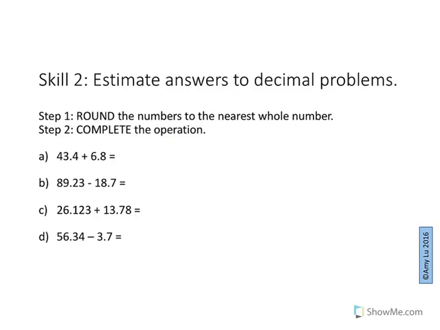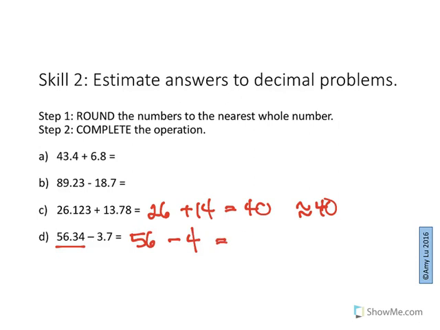Okay, so if we round this off, C is 26 plus 14, which gives you the answer of 40. So the answer is approximately 40 for C. And in D, this is approximately 56, take away approximately 4, which leaves you with 52. So the answer for D is approximately 52.